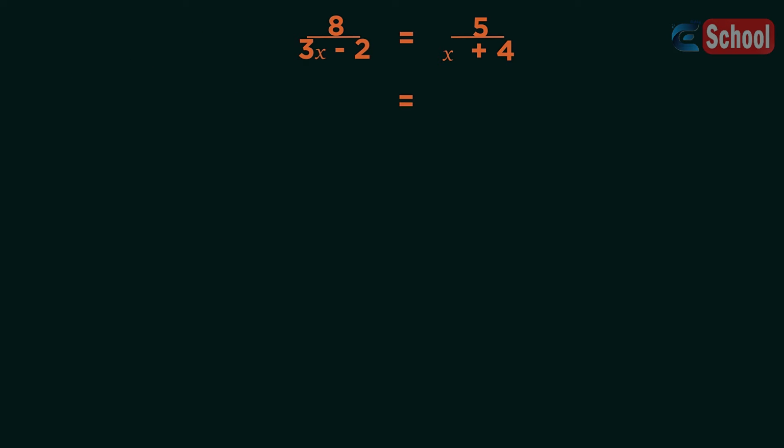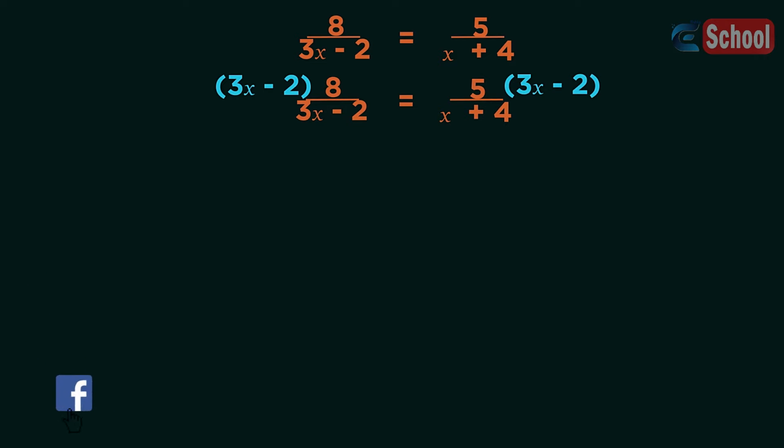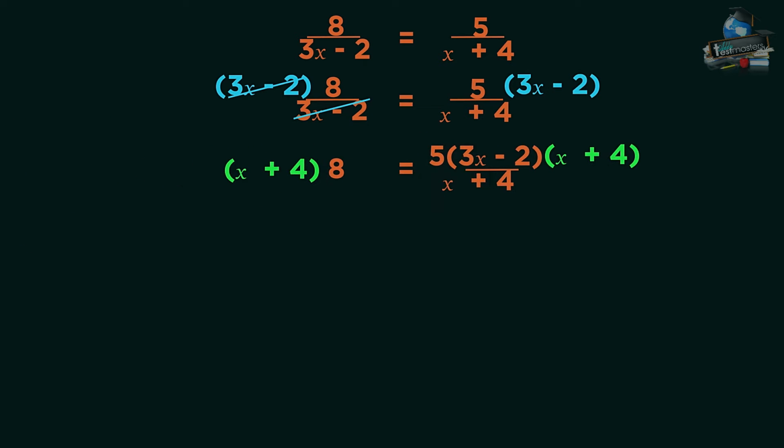To get rid of the 3x minus 2 and the x plus 4 denominators, we just need to multiply them both up. We multiply everything by 3x minus 2, but on this side, the multiply by and divide by just cancel out. But do keep in mind for future questions, multiply everything in the question. So now we need to multiply everything by x plus 4.